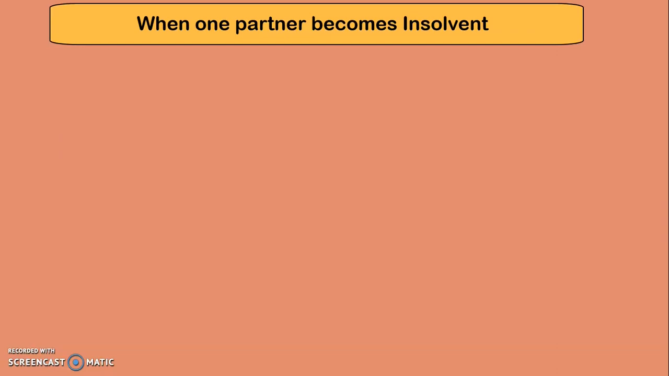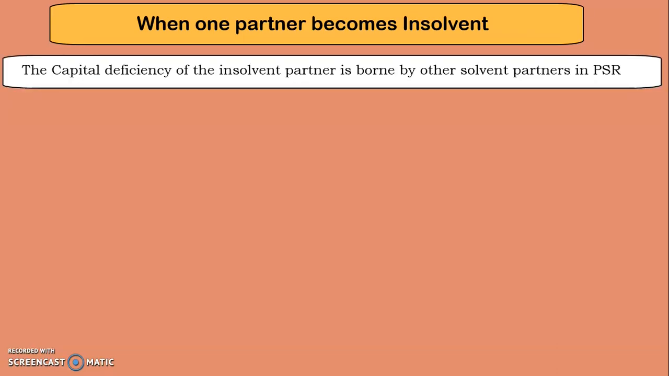So when one partner becomes insolvent, as we know, the liability of partners is unlimited. The personal property of partners can be used to discharge the liabilities. If the insolvent partner is not able to bring in any amount he is liable to pay, then this deficiency, that is the shortfall, is to be borne by the other solvent partners in profit sharing ratio. Now, when we solve the sum wherein one partner becomes insolvent, all the steps till the calculation of realization profit or loss are the same.